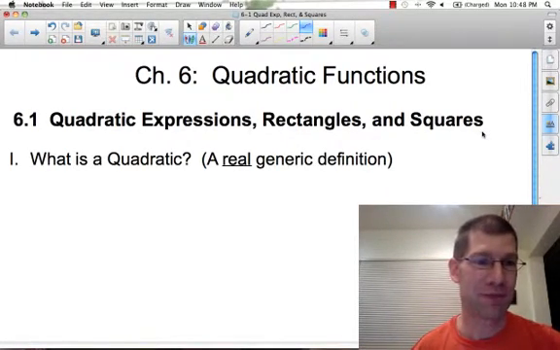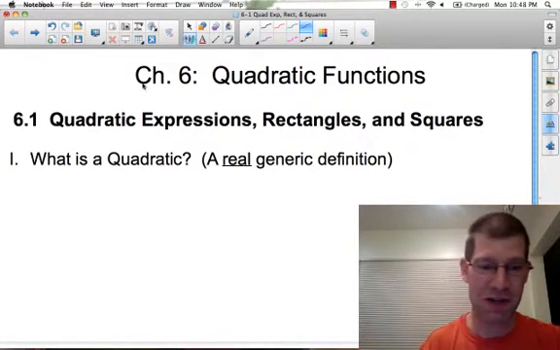So first thing, and I don't know if you want to try to get caught up in the writing and pause it, or just blaze on, figure you can catch up. But Roman numeral 1 is going to be, what is a quadratic? And you don't have to write the real generic definition down, but this is a real generic definition.